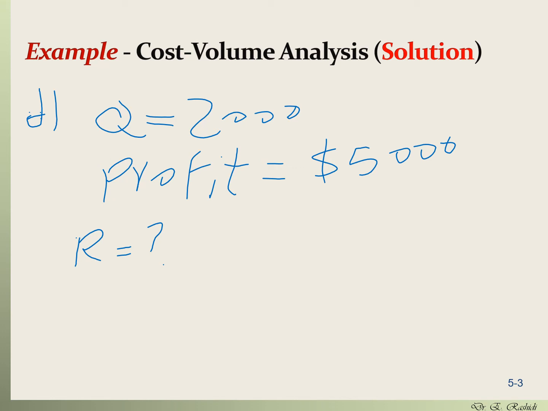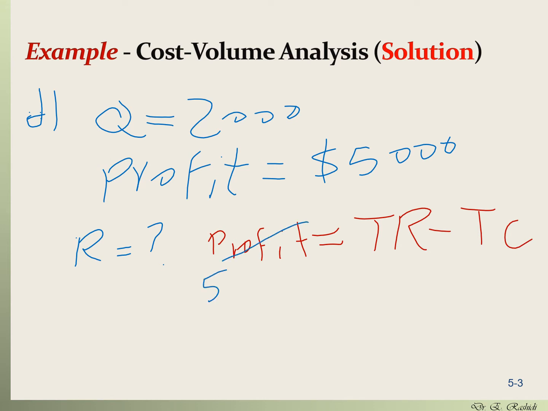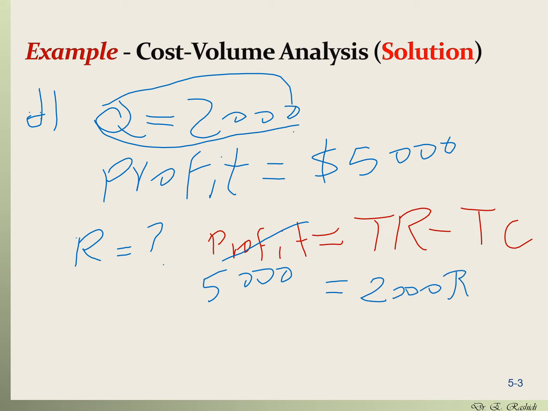So we can solve for this. The profit is equal to 5,000. So we're going to write the profit formula. Profit is equal to total revenue minus total cost, and profit is equal to 5,000. Total revenue is R multiplied by Q. Q, we know that it's 2,000, so that's 2,000 multiplied by R. That's what we are looking for, the price per unit, minus the total cost. The total cost is the fixed cost, which is 6,000, plus the variable cost. Variable cost is V multiplied by Q. V is $2, multiplied by 2,000.